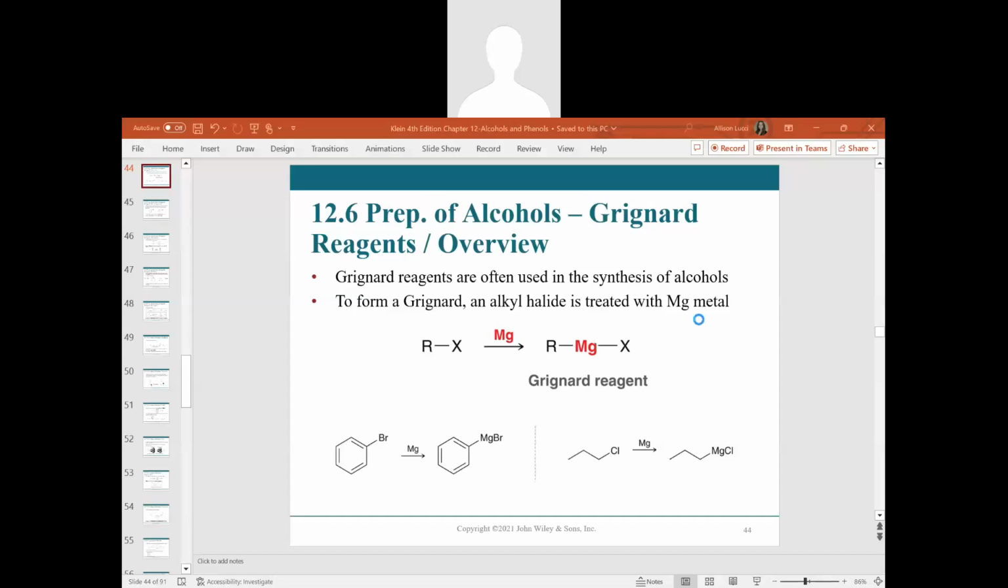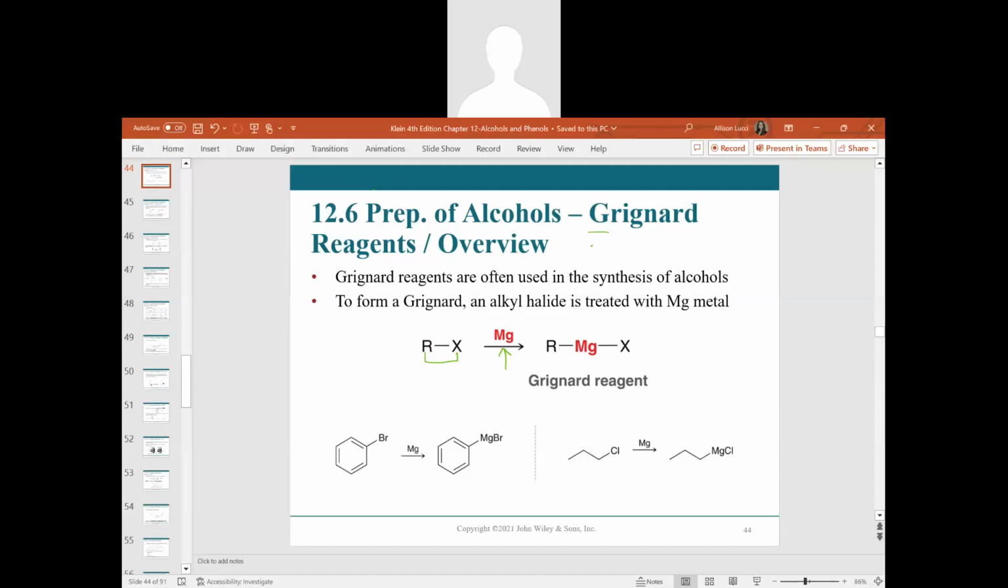In section 12.6, we'll take a look at another method to prepare alcohols. This time, we're going to look at something called a Grignard reagent. So that's what we see down here. We actually see how a Grignard reagent is prepared. So we have this alkyl halide listed here, this RX. It is treated with magnesium metal.